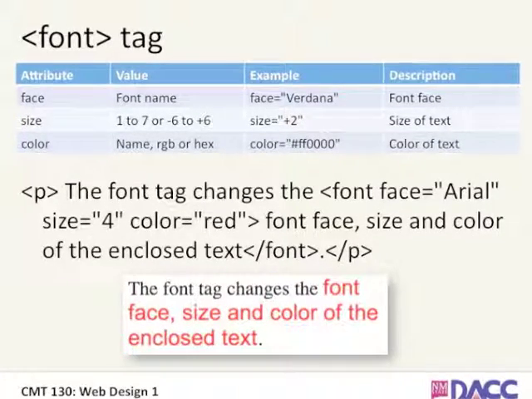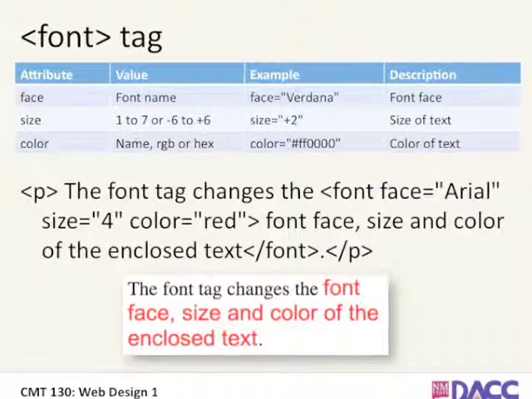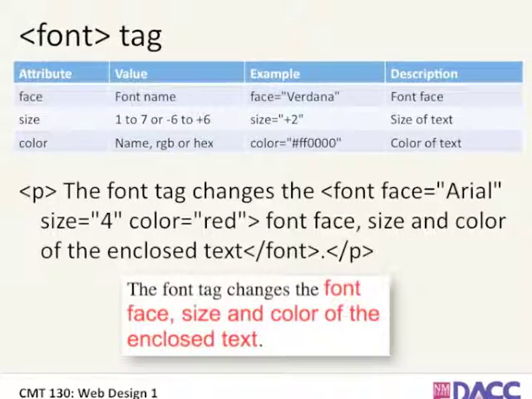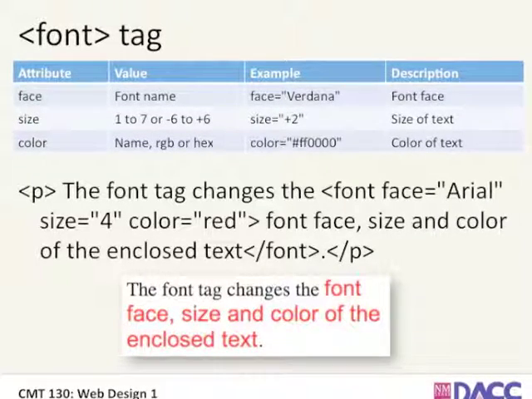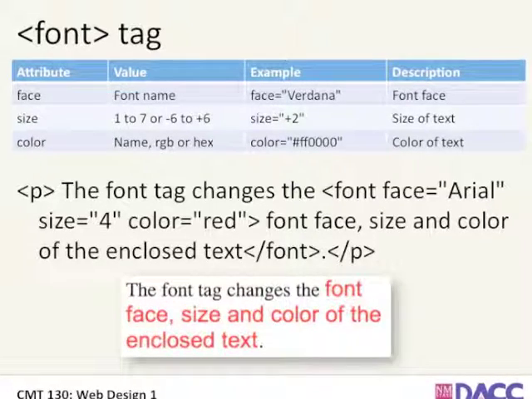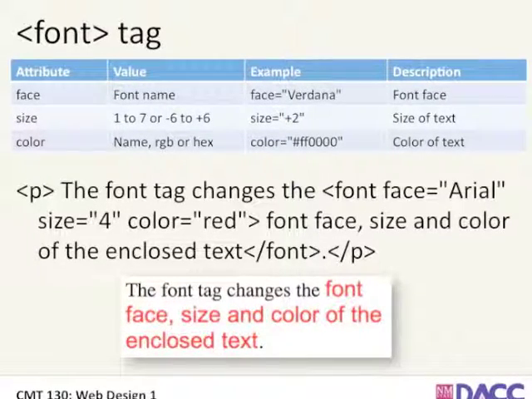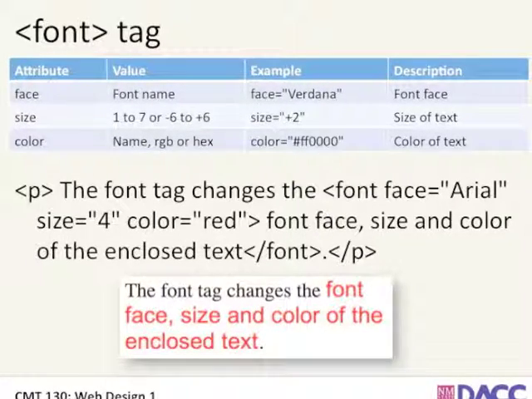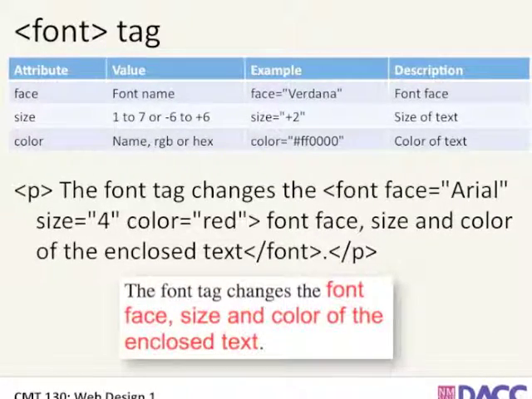The size attribute's value is a number from 1 to 7, where 1 is the smallest size and 7 is the largest. It can also be specified as a relative size from -6 to +6. -6 would be 6 times smaller, +6 would be 6 times larger. For the color, we could have also used the hexadecimal value or an RGB value.